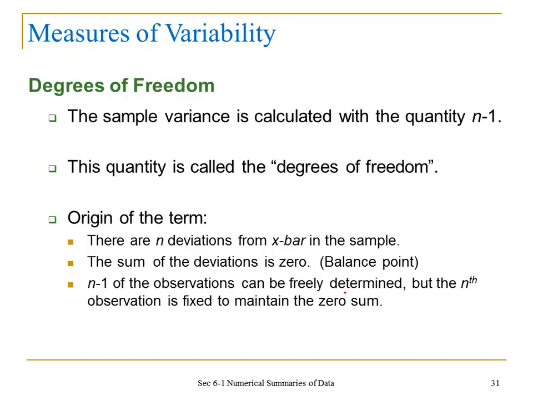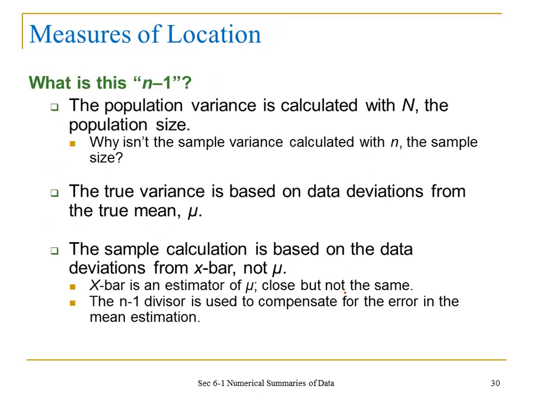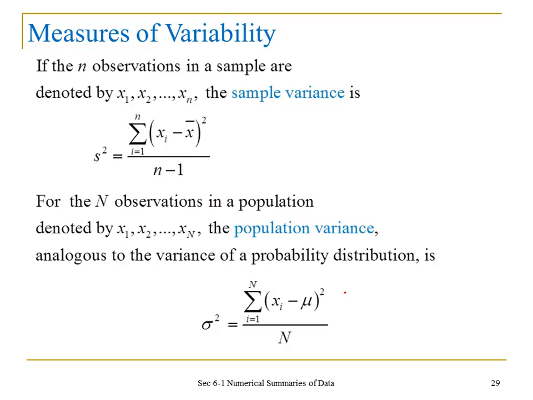So the sample variance is calculated with the quantity n minus 1. This quantity is called the degrees of freedom. And the origin of the term: there are n deviations from x bar in the sample. The sum of the deviations is 0. N minus 1 of the observations can be freely determined, but the nth observation is fixed to maintain the 0 sum. You don't need to fully understand these concepts. I just want you to keep in mind that when you compute the sample mean, you're going to be using the sample mean for the sample variance, okay? So you're using an estimator to compute another estimator. So in order to compensate for that error that is going to come from that estimator, you need to take one unit from your n.